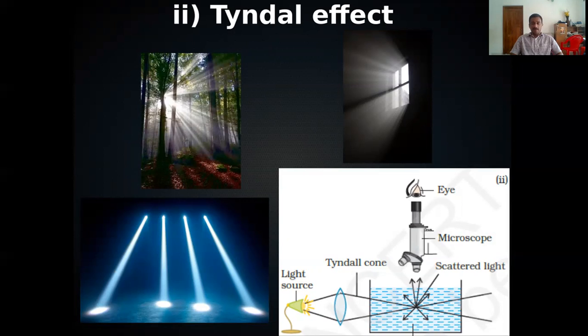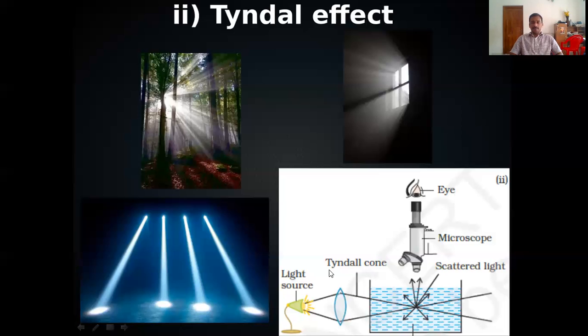That is Tyndall effect. So what is Tyndall effect? When light passes through a colloid, its path is visible. And why is this path visible? Because the light is scattered by colloidal particles. So Tyndall effect is the scattering of light by colloidal particles, and as a result of this scattering, the path of light is visible when light is passing through a colloid.